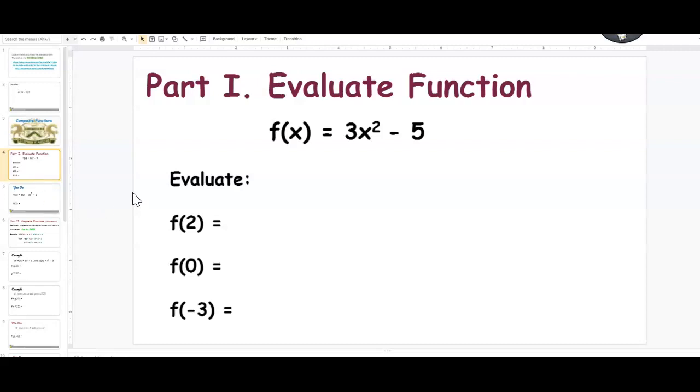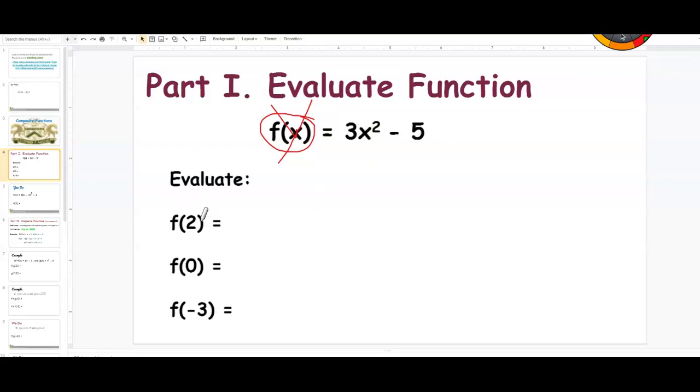In this video, we're going to review composite functions. So the first part for composite function is to evaluate a single function. Here you have function f, and it equals 3x squared minus 5. So when you see f parenthesis something, it's just simply the same as y equals something. So here you have an equation, y equals 3x squared minus 5.